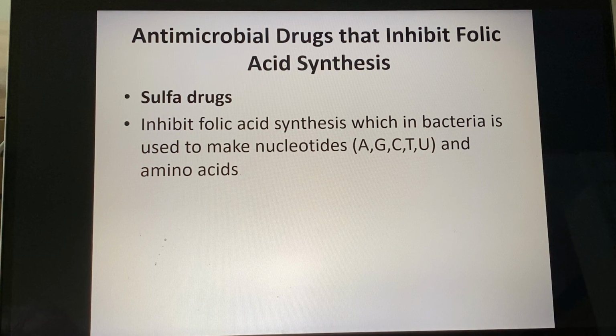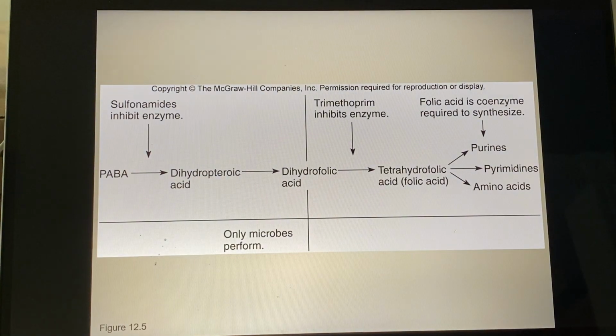Bacteria use it to make pretty much all of the building blocks that they need, all the nucleotides, so the A's, G's, C's, T's, and U's, and then also amino acids. You guys don't do that. But this is why it's important to have a way to block it in bacteria, because if the bacteria can't make nucleotides and it can't make amino acids, it's going to shut the cell down, and eventually the cell is going to die. Once again, do not memorize this. I'm not going to put a quiz question on it. What is dihydro? No, I'm not going to do that.